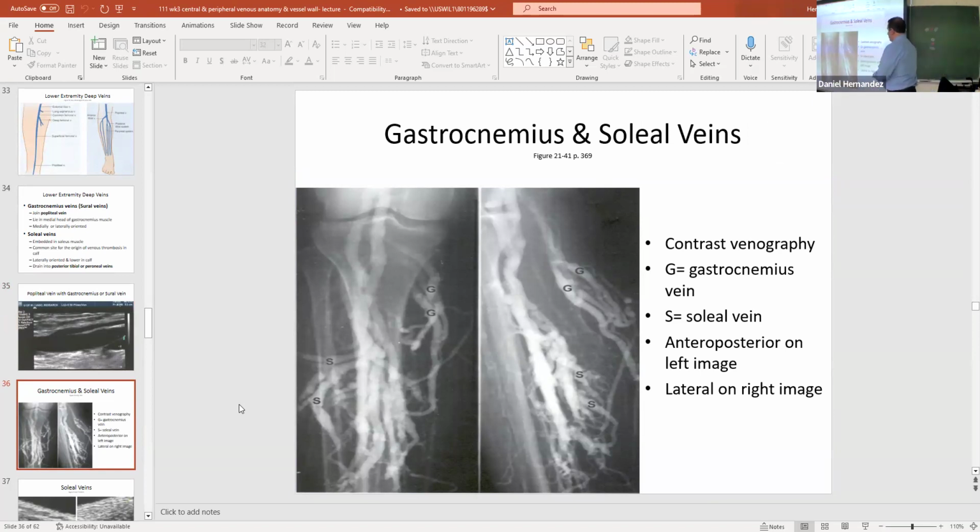So this was an angiogram now, showing gastrocnemius veins and soleal veins. So soleal veins are going to be further down in the calf. So think maybe around mid calf is where we see those soleal veins. Gastrocnemius veins, they run down the calf, but they originate higher up and eventually dump into the popliteal. So this is down around mid calf where we see the soleal sinus or the soleal veins. Here we see the gastrocnemius veins continuing up and then connecting to the popliteal more superiorly.